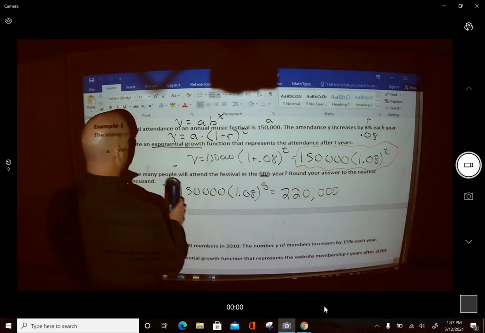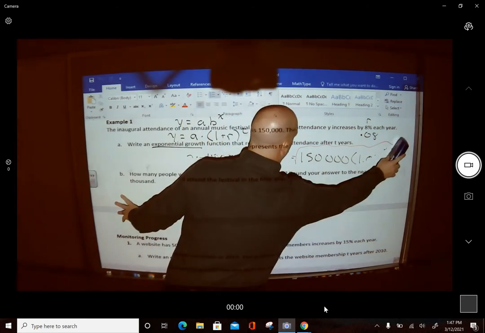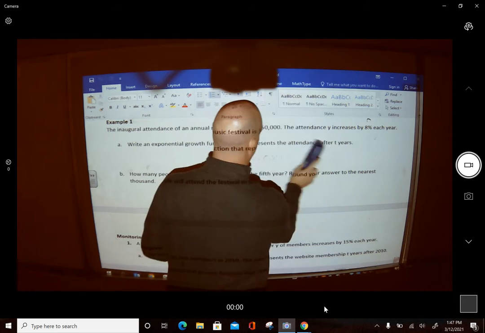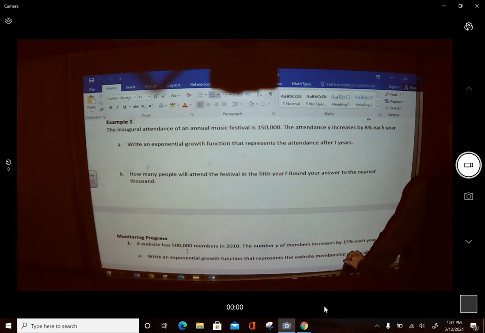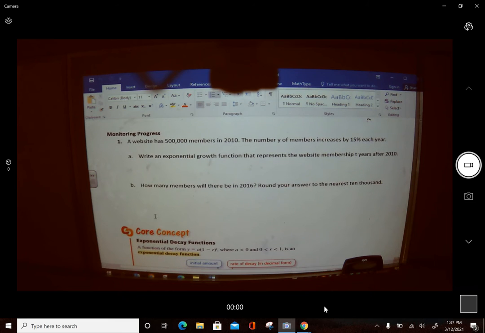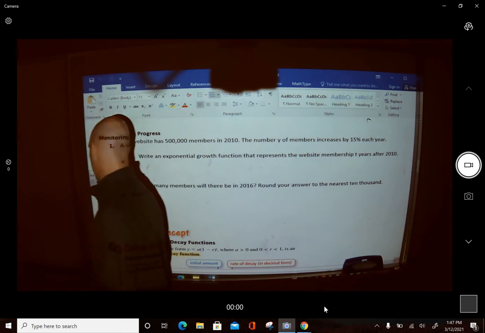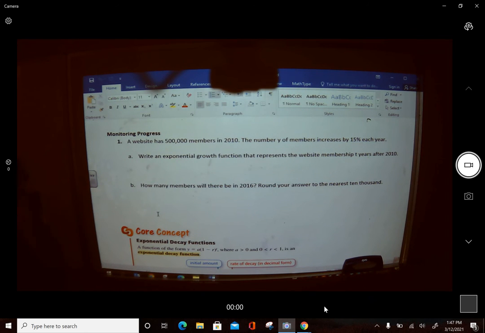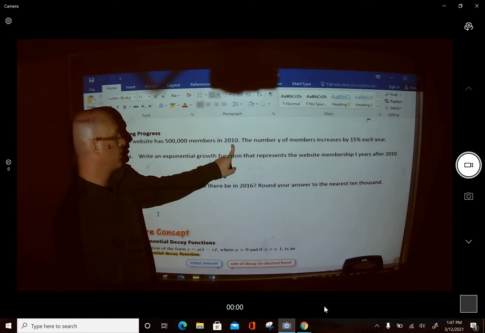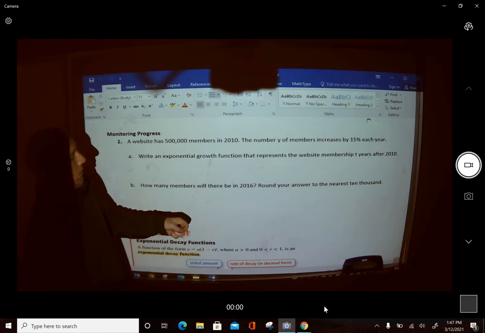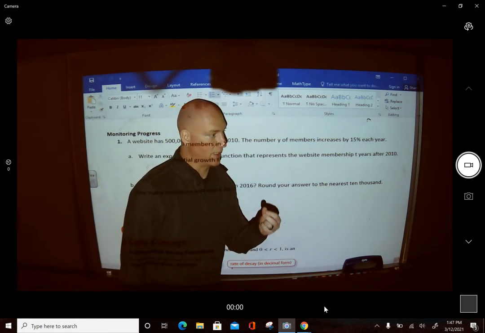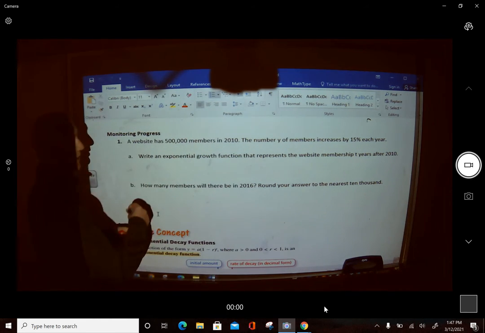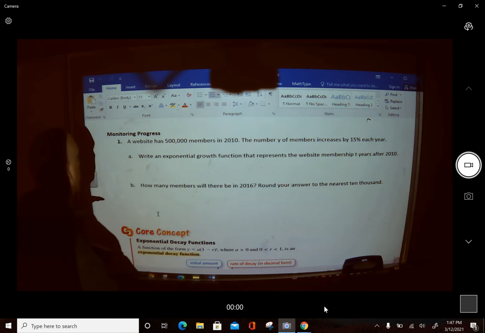I am going to look at the monitoring progress. I'm not going to plug it all in for you, but I want to look at it because this concept gets a little bit hard. I want you to try the monitoring progress on your own. If you want to stop, pause this, do the monitoring progress, and come back, I would suggest doing that. So, a website has 500,000 members in 2010. The number of members increases by 15% each year. Again, we're increasing by a percentage over and over again.